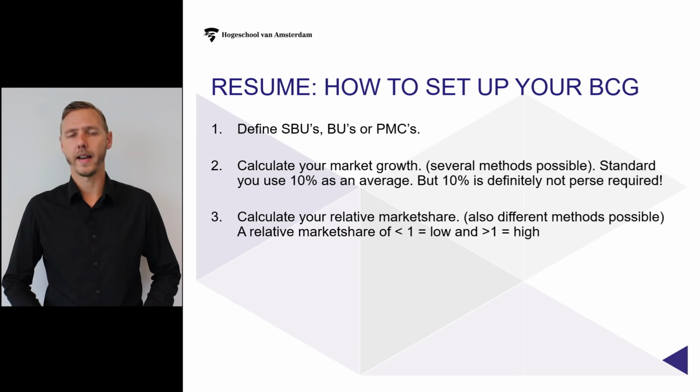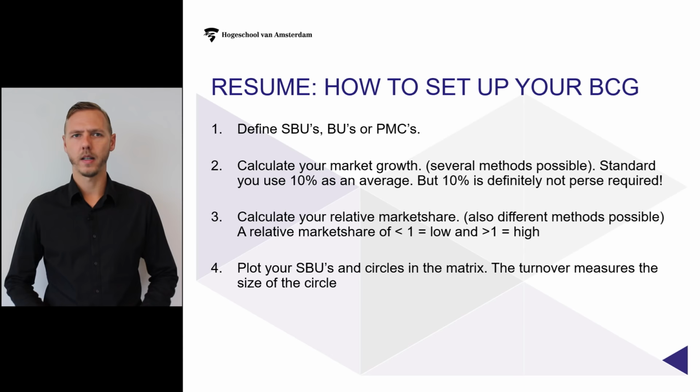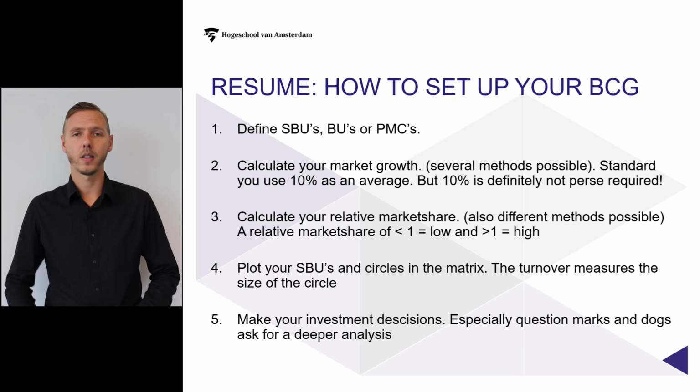Plot your business units and circles in the matrix, and the turnover, that's something that I didn't tell you yet, that the turnover usually defines the size of the circle. So a big circle can be seen as a product market combination, which gives you a lot of turnover, whilst a smaller circle is a business unit or a product market combination, which doesn't create high turnover.